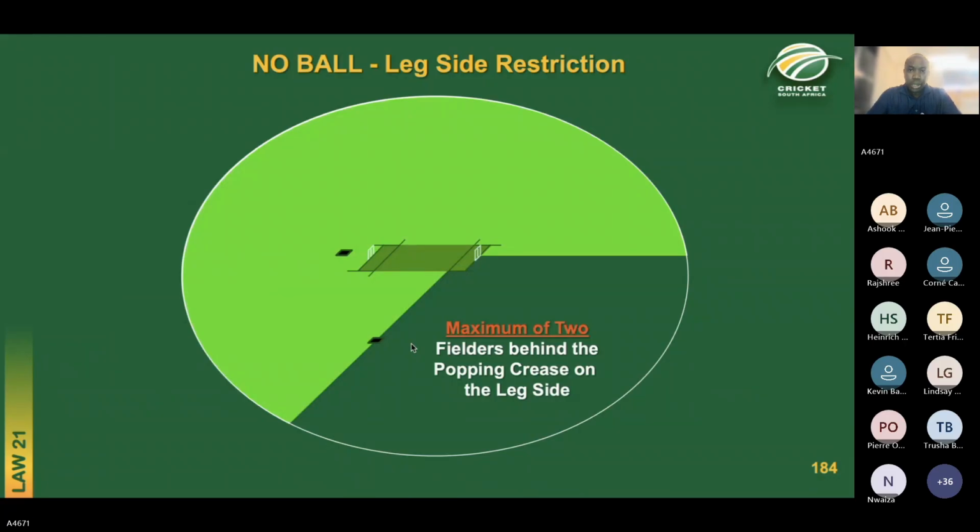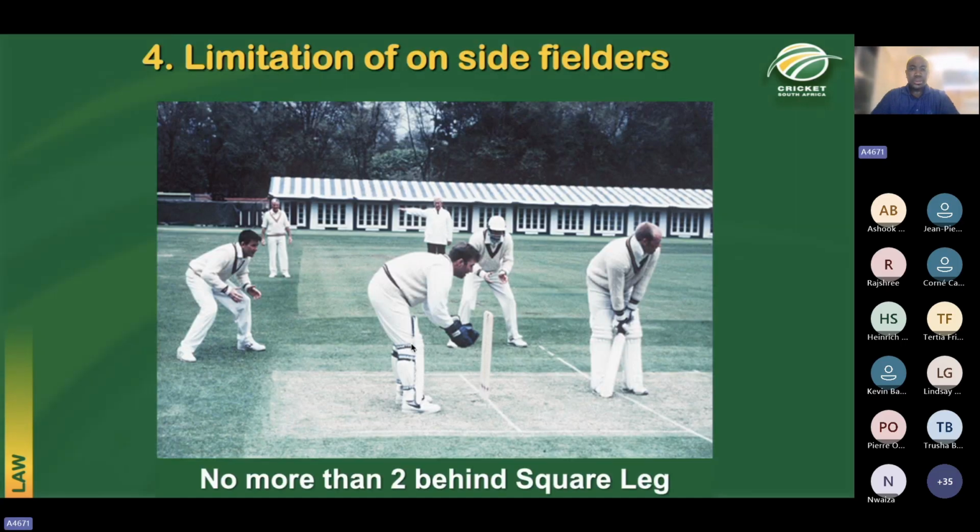Law dictates that a maximum of 2 fielders can be behind the popping crease on the leg side when the ball is delivered. If there are more than 2 fielders behind the popping crease on the leg side when the ball is delivered, either umpire, the square leg or the striker's umpire, whoever is in a good position to see this, shall call and signal no ball. This is an example of such an infringement.